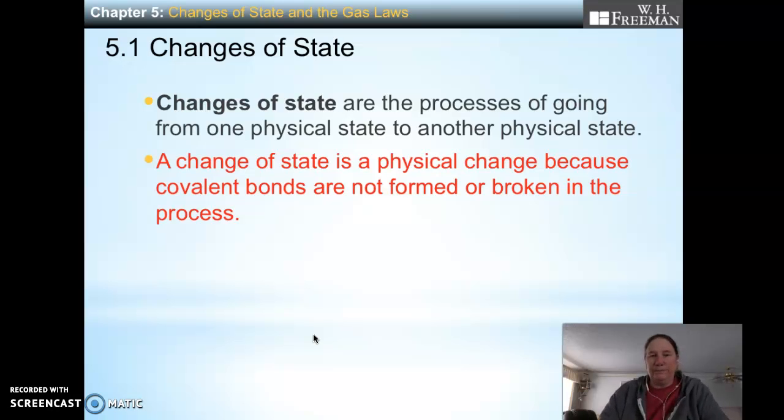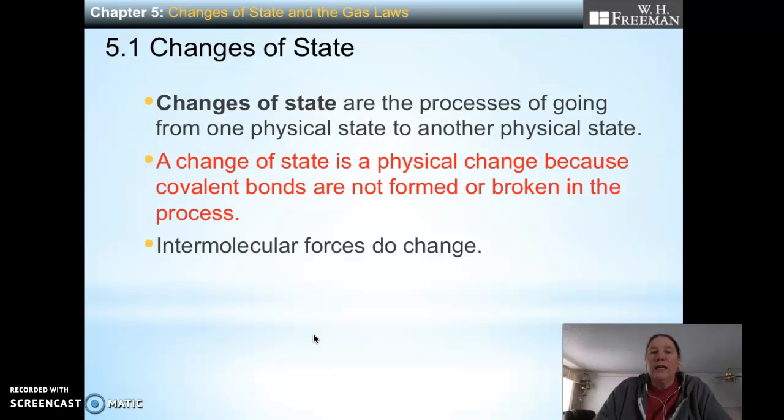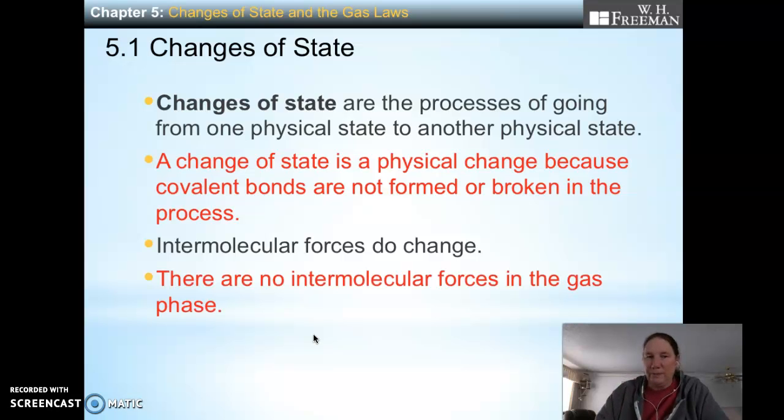They're the same. Okay, so the forces inside the molecule don't change; it's the forces in between the molecules that change, okay? The London dispersion forces, the dipole forces, the hydrogen bonding forces, those are the ones that change, okay?